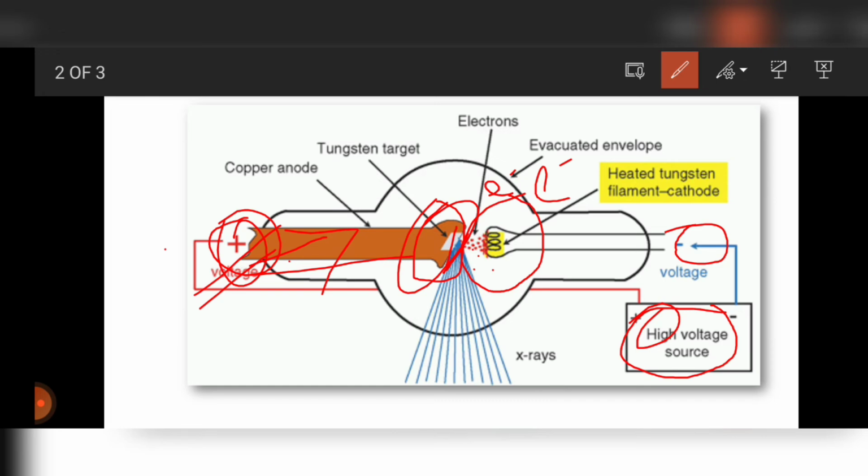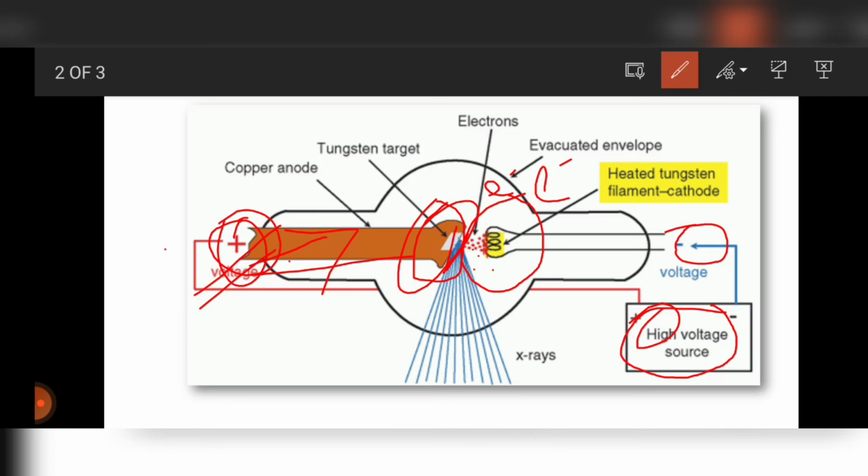And the target will withstand this, because this target is made up of metals which have a high melting point and high thermal resistance. Mainly molybdenum, which is one type of element, is used to make this target.